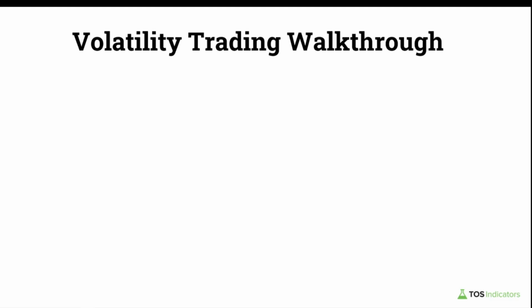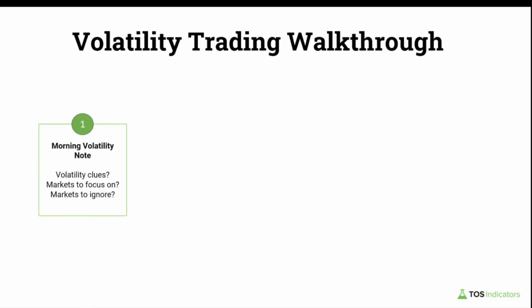But I've divided this overall video up into really four broader parts. In the first part, we're going to start off by taking a look at the morning volatility note. This is something we send out to all of our Futures Volatility Box members, and the whole purpose here is to use this as really your guiding compass, if you will, for how to navigate the day in terms of volatility trading. What are any of the clues that we're seeing? Where should we be focusing in terms of where we have opportunity, predictable volatility? Which markets should we be ignoring altogether where we're seeing unpredictable volatility?